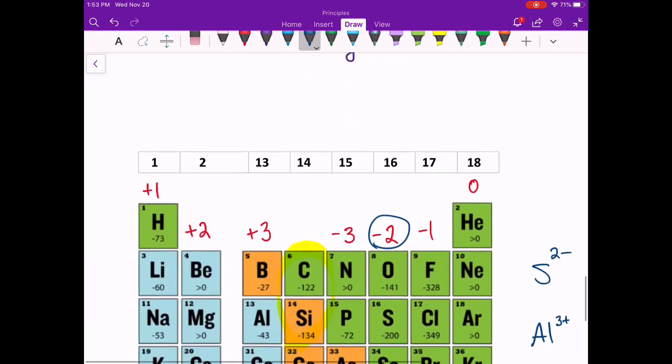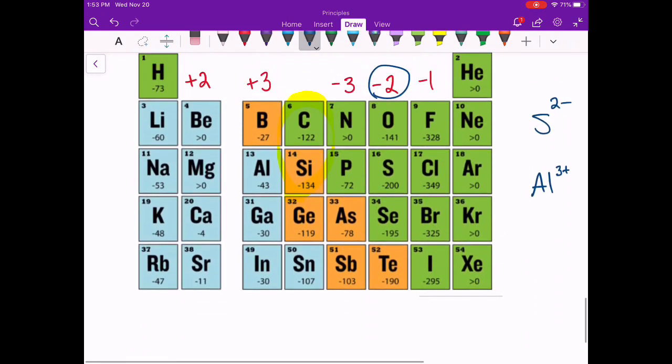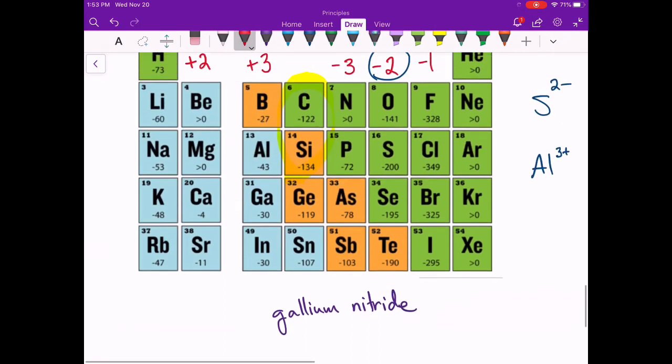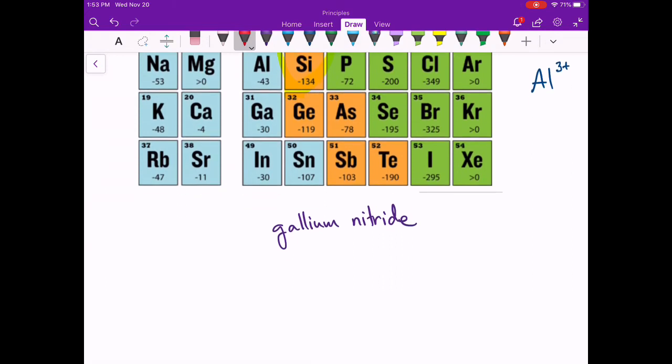So let's try it with another one. Let's see if this works with gallium nitride. Okay, so look at the periodic table, come up with the charges for both ions. So you should have said 3+ and 3-, right?